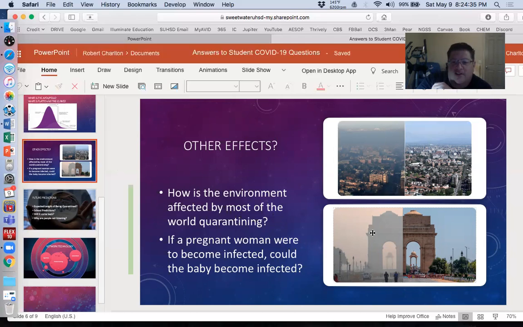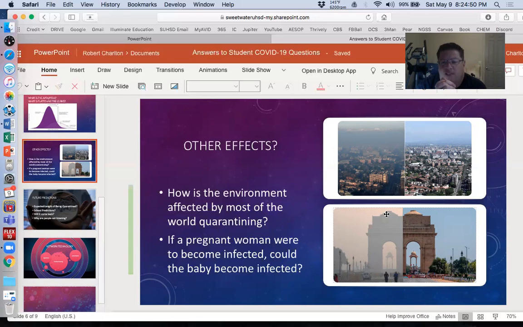Same thing here. Here before and after. Why is that? I think this is in India. Because people are not going anywhere. People aren't driving cars. People aren't putting stuff into the air. It's allowing the pollution to clear up and go away.